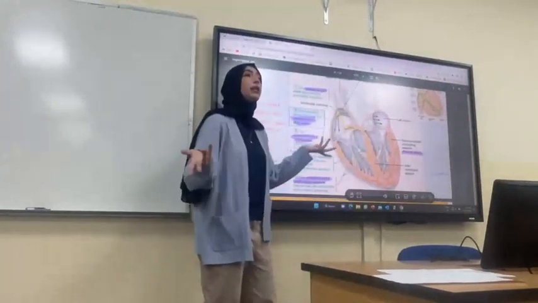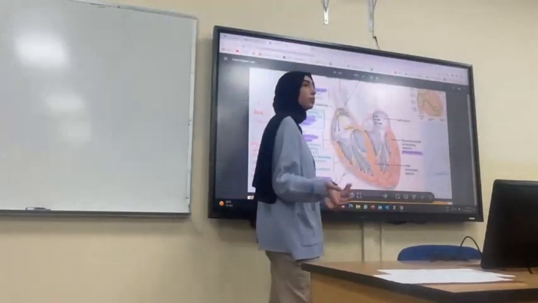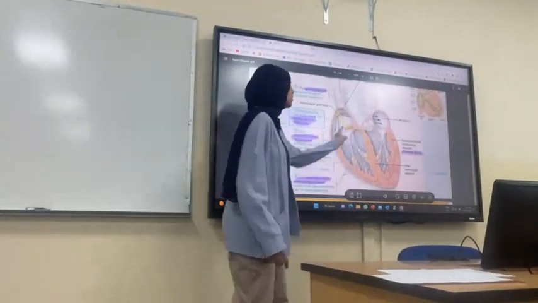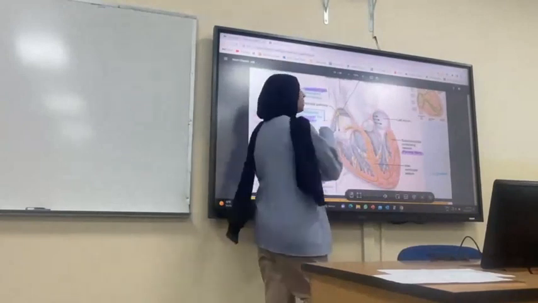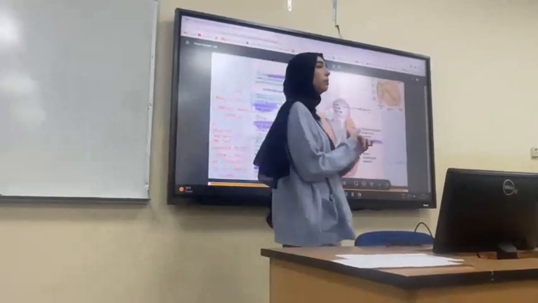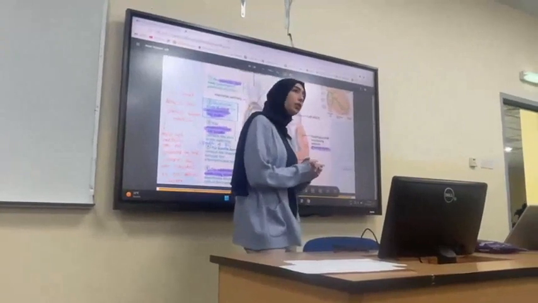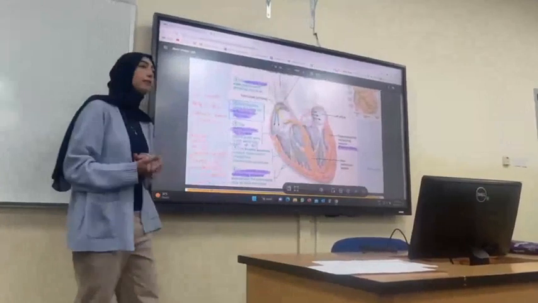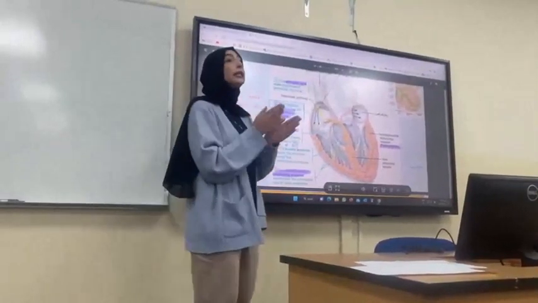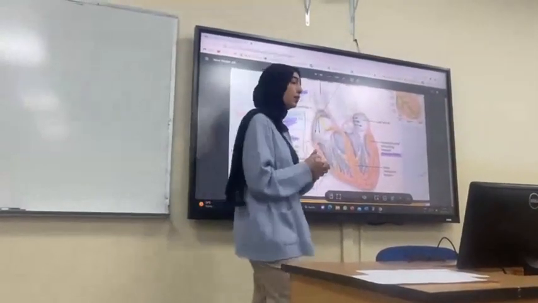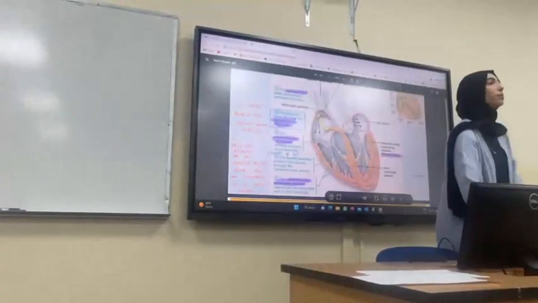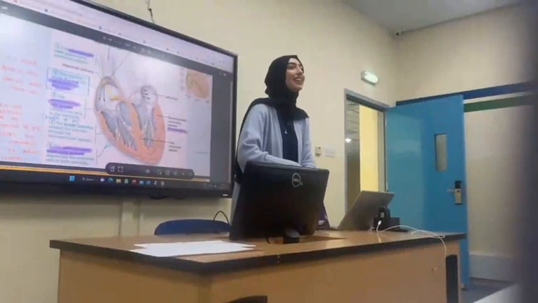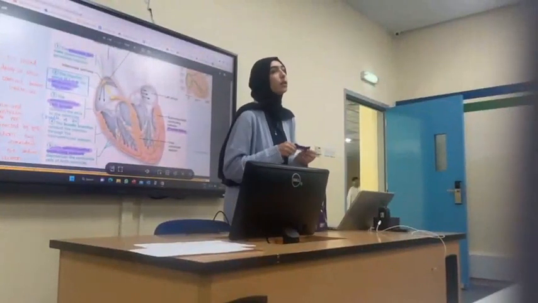From the name atrioventricular node, where are you going to find it? Between the atria and the ventricles. Here we find it, and it's connected to the SA node by the internodal pathway. Now there's something very characteristic about the AV node. There has to be a delay. What is the function of this delay? So the ventricles can fill up properly.